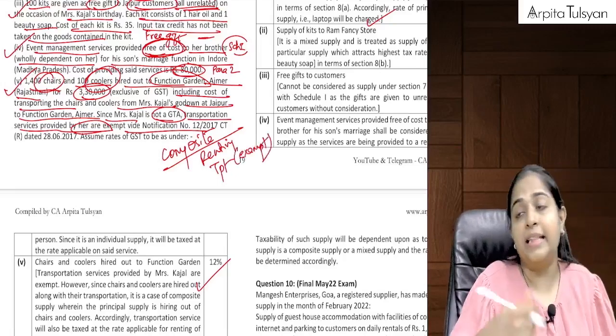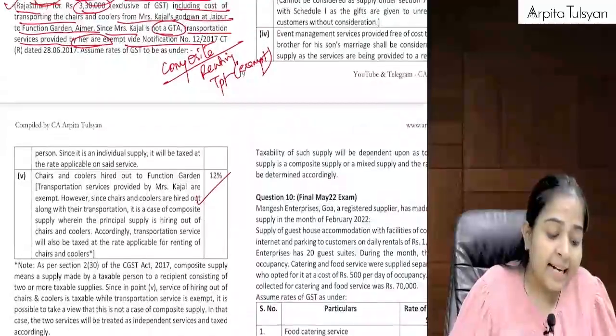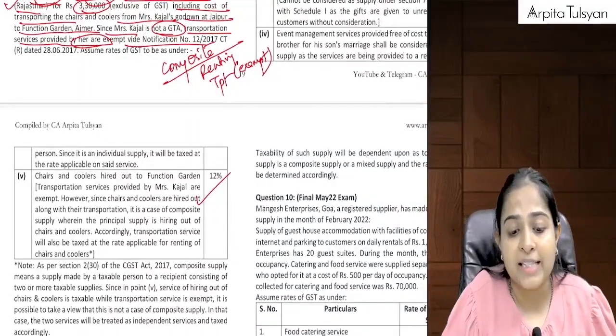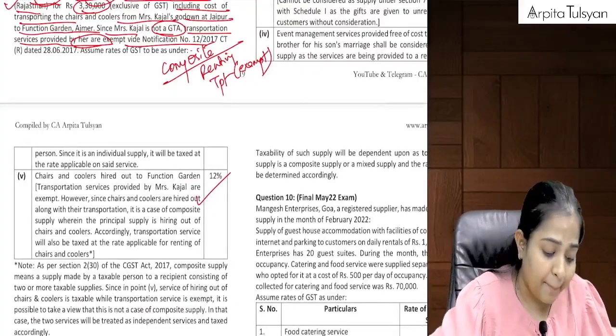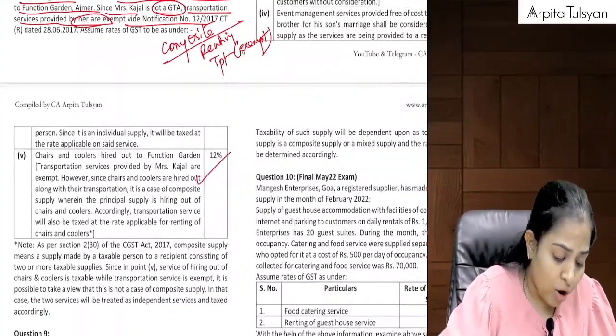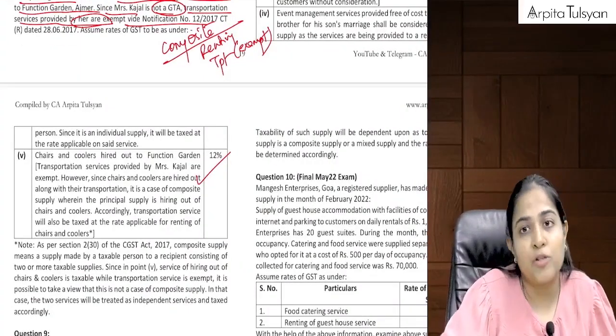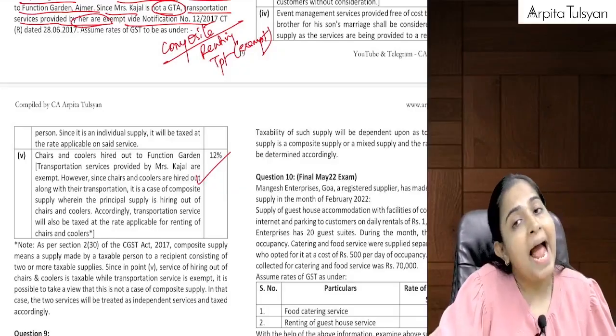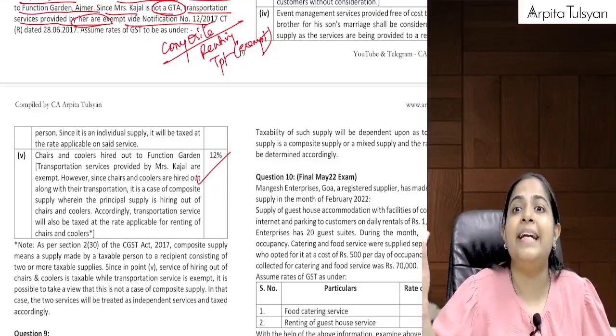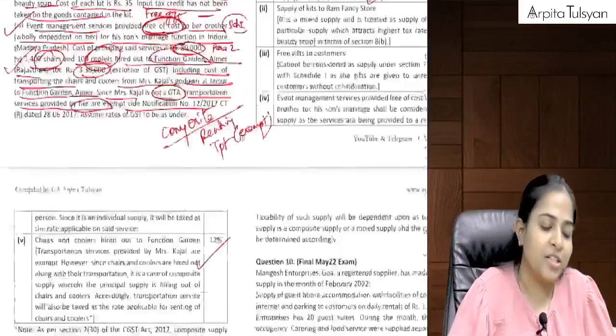So another viewpoint can be that in the definition of composite supplies, there were two or more taxable supplies that should be done together. If you consider that definition, then it cannot be considered as composite, and in that case it will be considered as individual supplies. So you can just write a note to that.